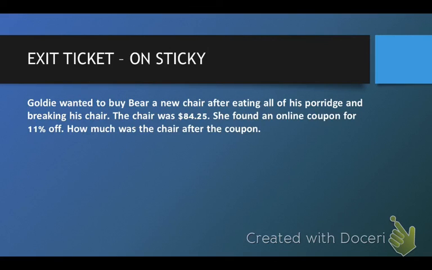There we go. The exit ticket says, Goldie wanted to buy Bear a new chair after eating all of his porridge and breaking his chair. The chair was $84.25. She found an online coupon for 11% off. How much was the chair after the coupon?